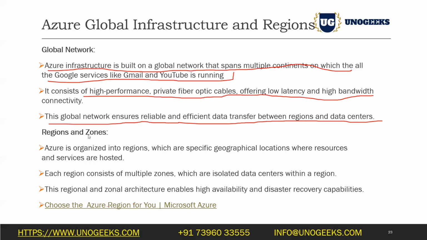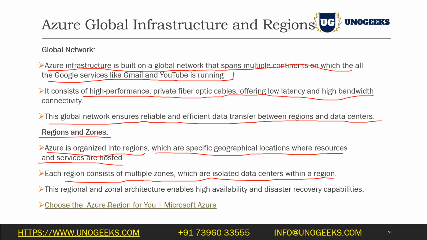Let's move on to regions and zones. So zones, zone redundancy, availability set, and availability zone. These are the important concepts which are there in Azure. Azure is organized into regions, which are geographical locations where resources and services are hosted. Each region contains multiple zones, which are isolated data centers within a region. So this is one of the important points.